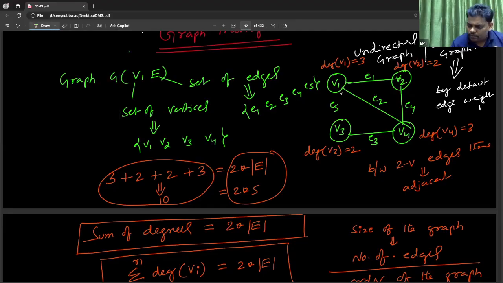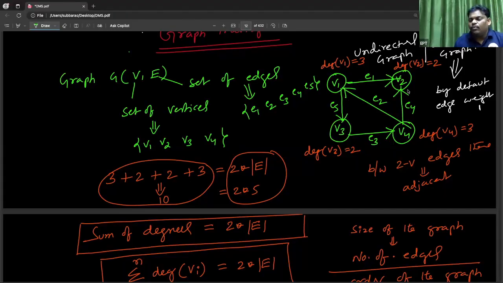Yeah, fine. See this one. Everyone listen. This graph is an undirected graph. Everyone knows this is an undirected graph. Suppose I put directions on it. See what will happen now.